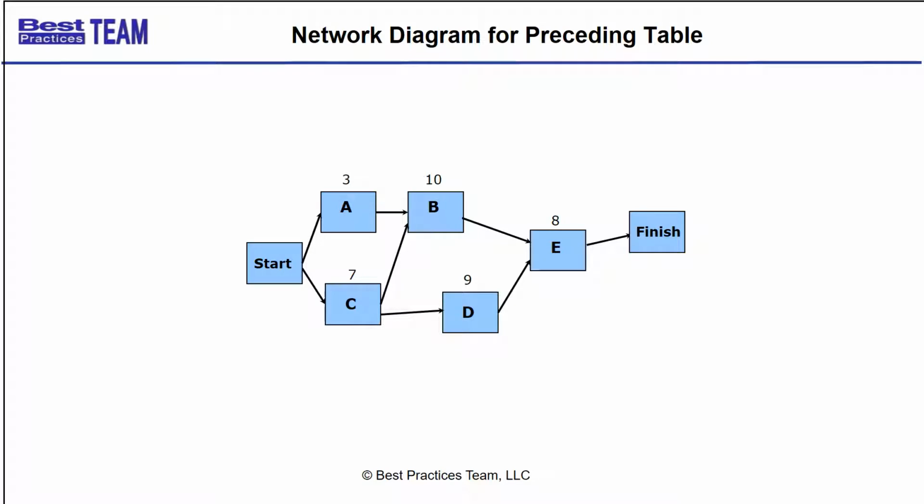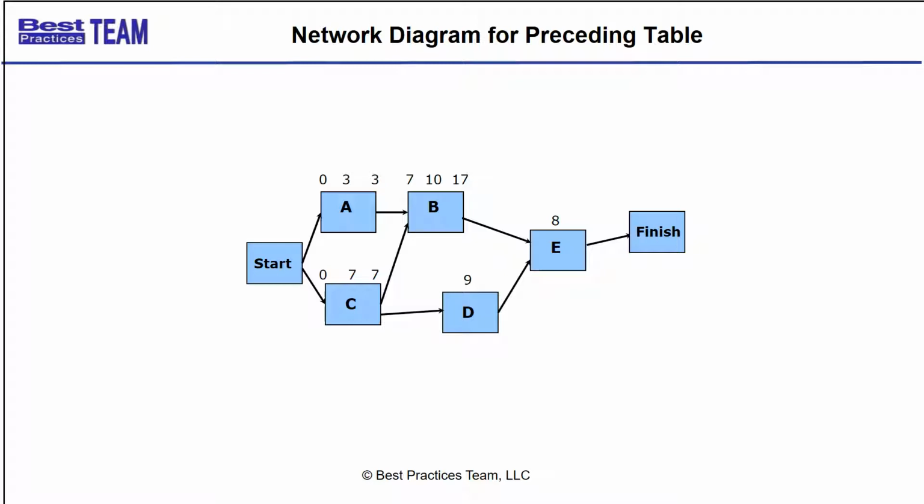So here's the network diagram for that table that I was just showing you. So let's just do a forward pass through this network diagram and use a 0 method. So what's the early start for A? 0. Early finish is 3. So for C, what's its early start? 0. Early finish is 7. Let's go do B. What's the early start for B? Which one drives its early start? C does, the one with the higher early finish. So that drives its early start. So its early finish is 17.